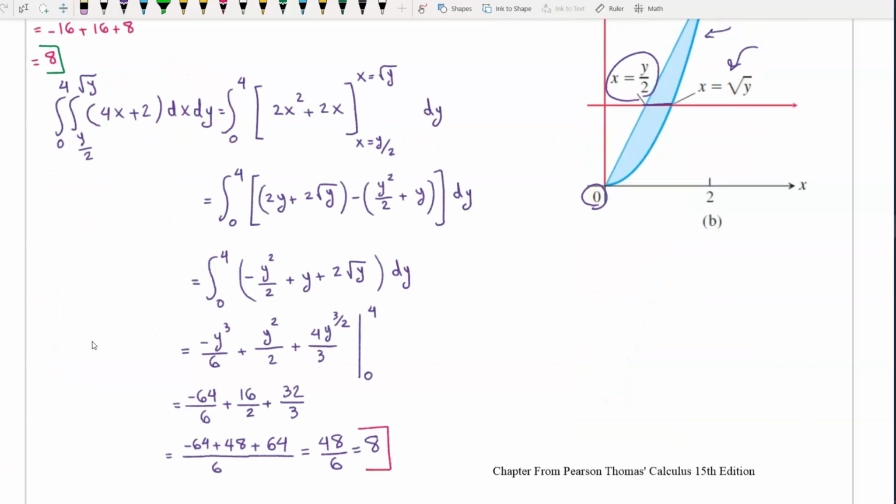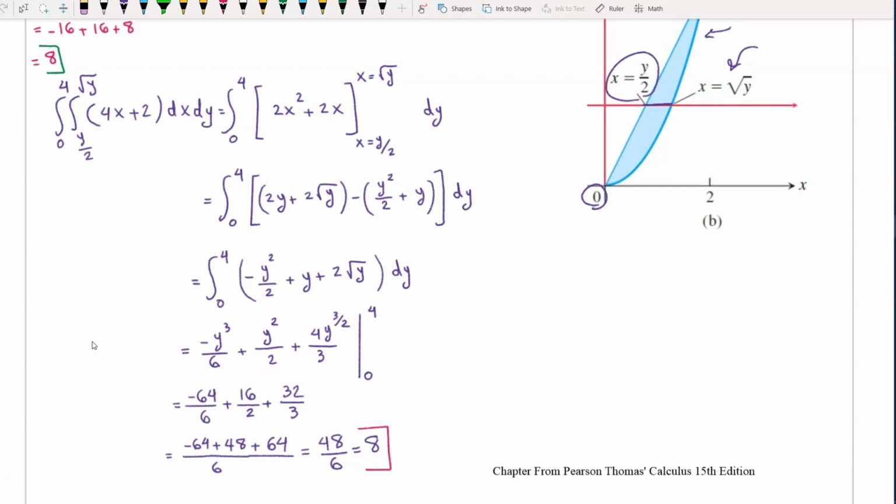So here again, we have the same answer for volume, and that is equal to 8. So first, working on what we have for the inner integral, which is with respect to x. This is 2x squared plus 2x, and x is from y over 2 to square root of y. So use the square root of y here instead of x, and then subtract, use y over 2 instead of x.